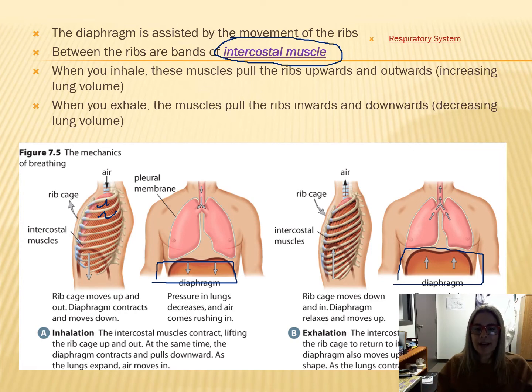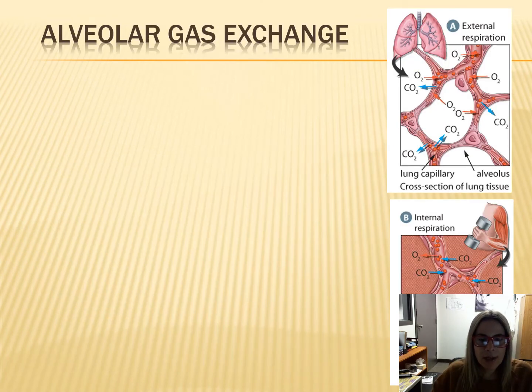And when you exhale, so if you force a breath out, you can feel your chest kind of compress, right? And get smaller as those intercostal muscles actually relax. Okay, so the intercostal muscles work with the diaphragm to help produce those pressure changes that allow us to inhale and exhale respectively. So the last concept that we have to take a look at here is alveolar gas exchange.